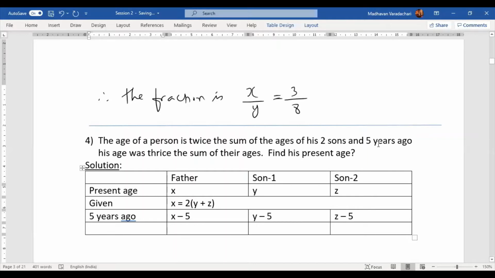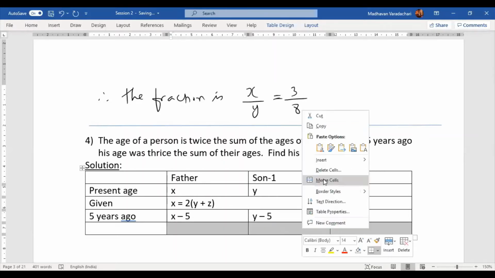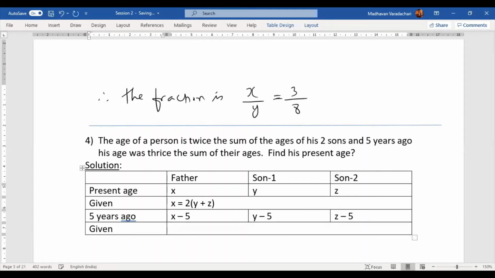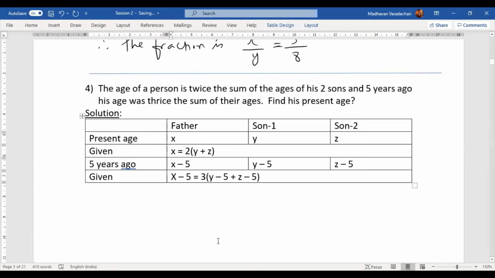What is given? 5 years ago, his age was thrice the sum of their ages. Again, I'll merge this. So x minus 5 is equal to thrice the sum of their ages, thrice y minus 5 plus z minus 5. That is what is given. Now, based on this understanding, let us solve it.